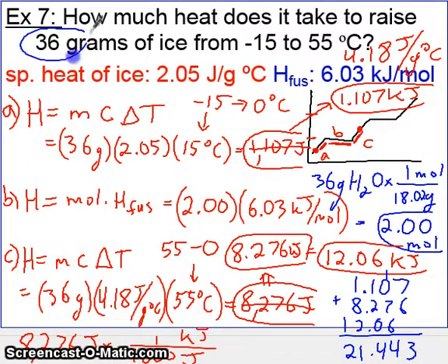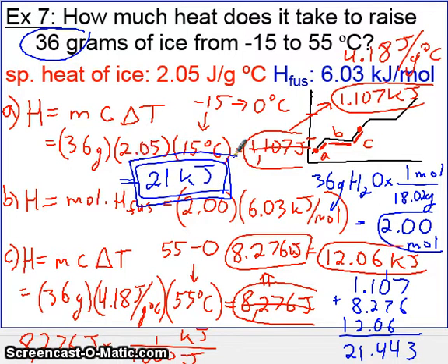We have 2 significant figures, so really 21 kilojoules is our final answer. 21 kilojoules. Here's our final answer. So if you want to take ice that's pretty cold at negative degrees Celsius and warm it up to warm water that's at 55 degrees Celsius, you have to put in 21 kilojoules of heat, and that's the idea.